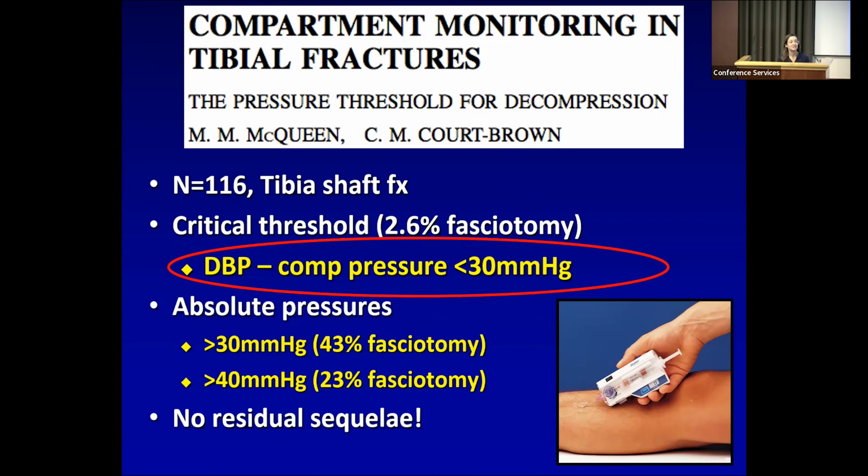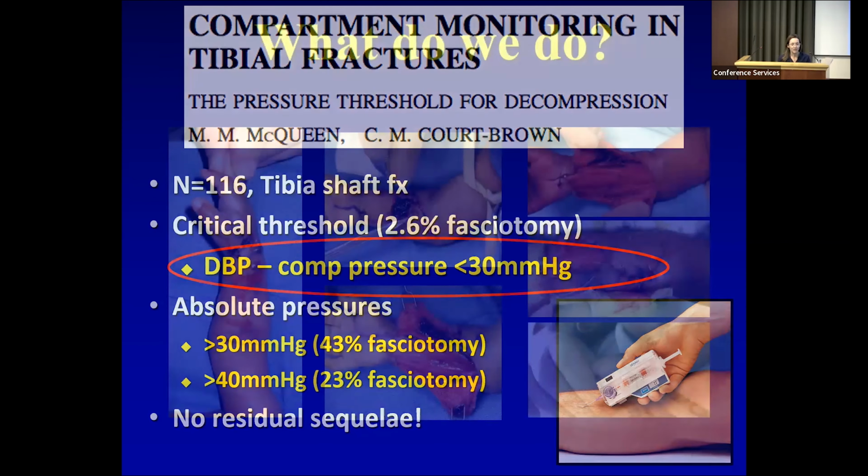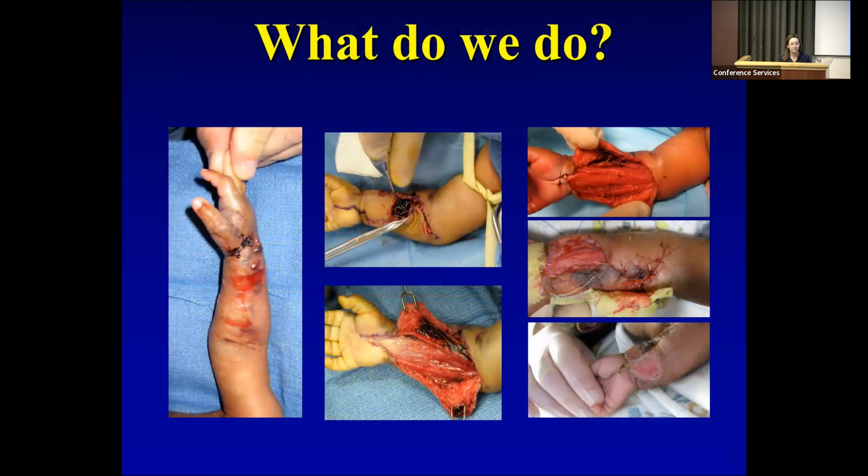However, if we have a patient that's intubated and sedated in the unit and is high risk and that we're monitoring, then sometimes the pressure is the only way that we really know if there's something going on there that needs to be treated immediately to avoid muscle damage. So we use that in conjunction with the clinical exam, but we act on the clinical examination, not a number necessarily. What we do is something called surgical fasciotomy.